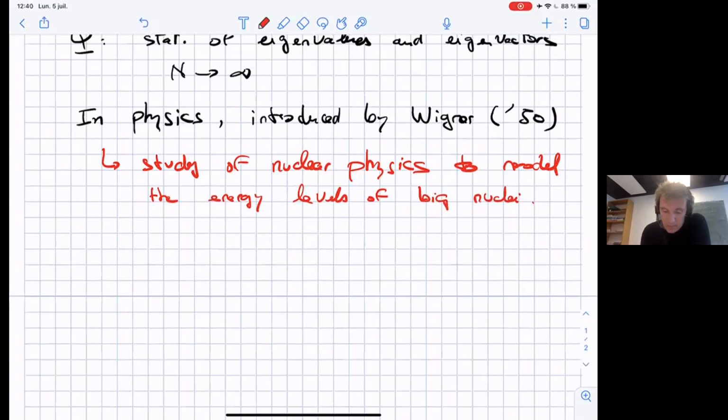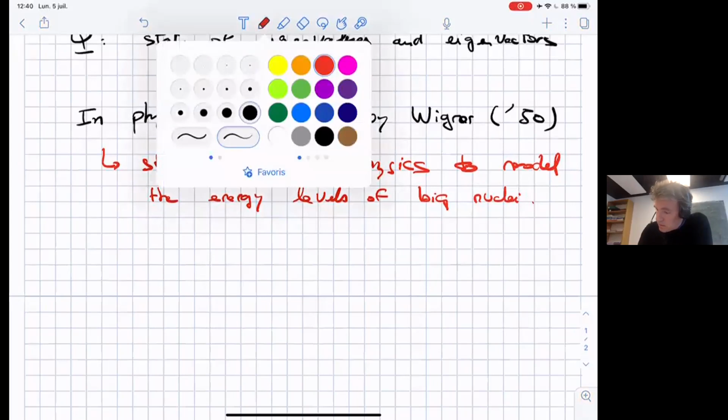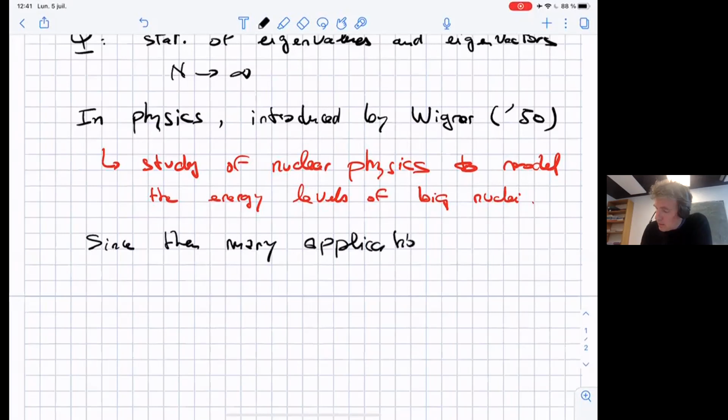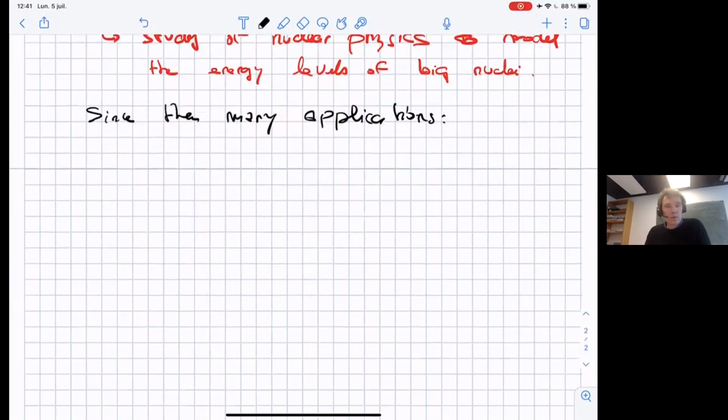And after that, this kind of approach, studying random matrices applied to various physical systems, became extremely popular. And since then, there have been a lot of applications. There are many books, for instance, the Oxford Handbook of Random Matrices. I can leave you some references later on.